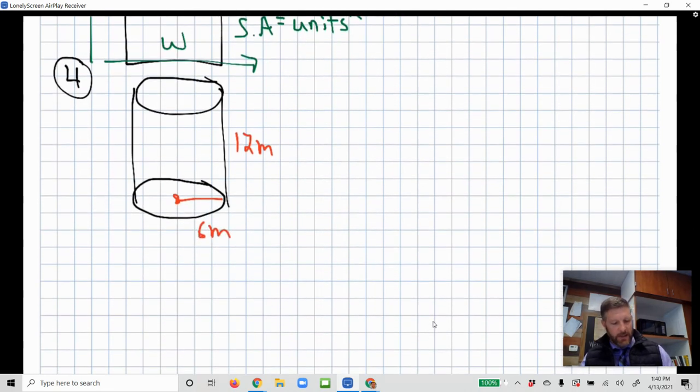And lastly, just a sample problem with a cylinder. Number 4, what would be the volume of a cylinder with a height of 12 meters and a radius of 6 meters? And then we'll talk about the changing of the dimensions. But first, let's deal with this one. Well, what's our formula for volume? V equals the base times the height.